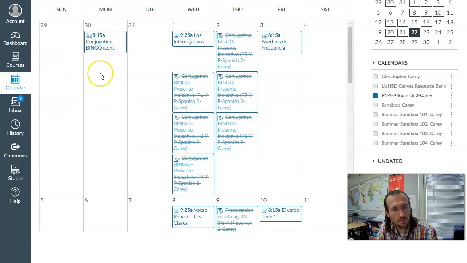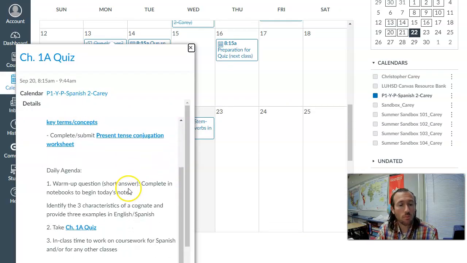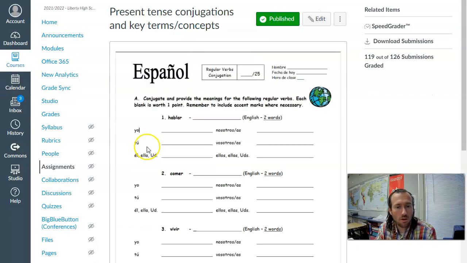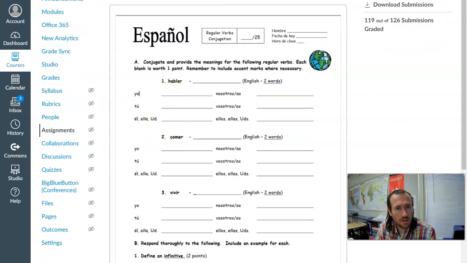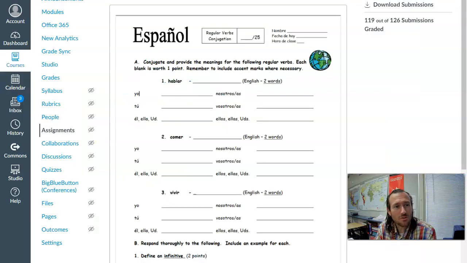The worksheets, if you want an explanation for how to go about those, you can look at the agenda from the previous class. So this is what we were working on in class to prepare the present tense conjugations and key concepts worksheet. I can go ahead and click on them again for you and quickly walk you through them. Pretty self-explanatory, especially if you refer to page 9 in the textbook. Matter of fact, page 9 basically gives you the correct answers to this worksheet.